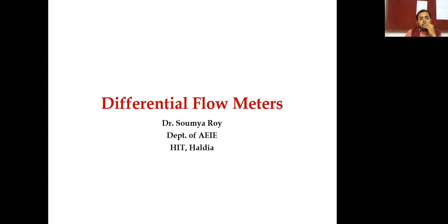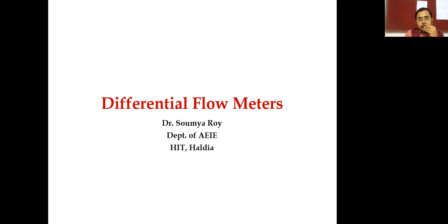Hello viewers. Today in these sessions, we are going to cover the topic named differential flow meters. It is one kind of flow meter where we can measure the flow rate by measuring the differential pressure. So the question is, how are we going to measure the flow rate by measuring the differential pressure? Today we are going to answer that question.